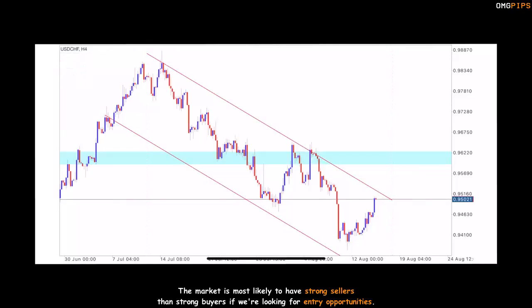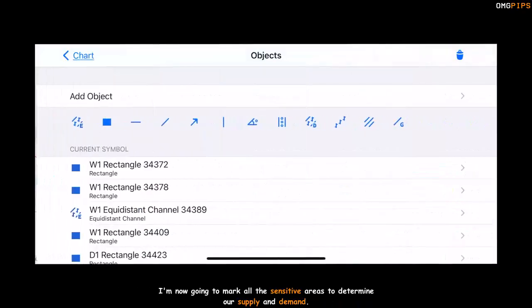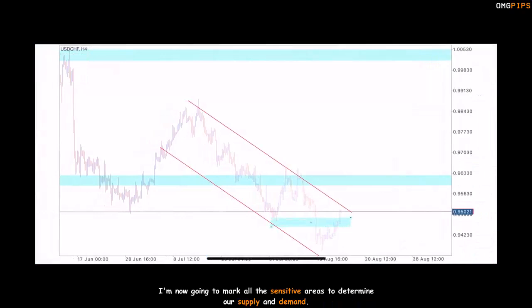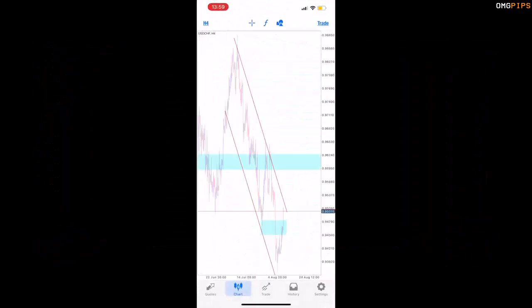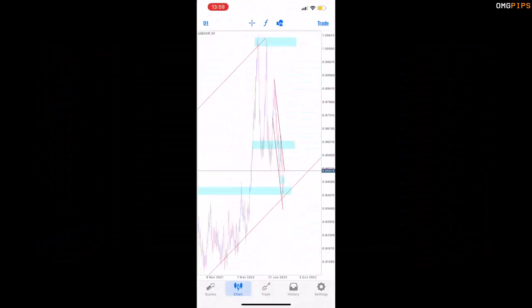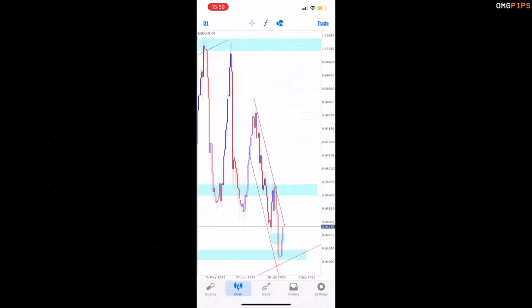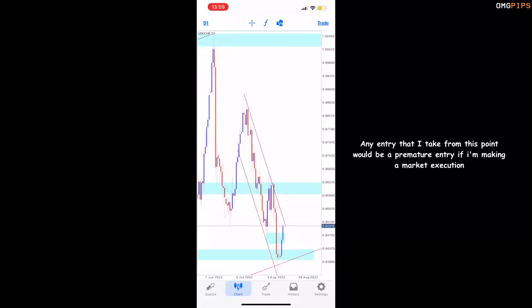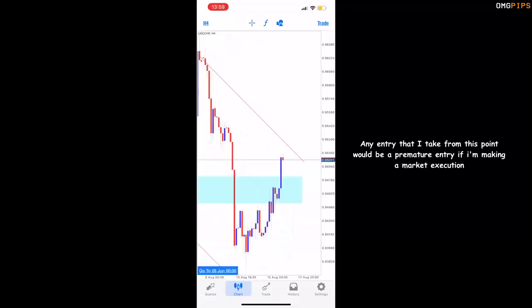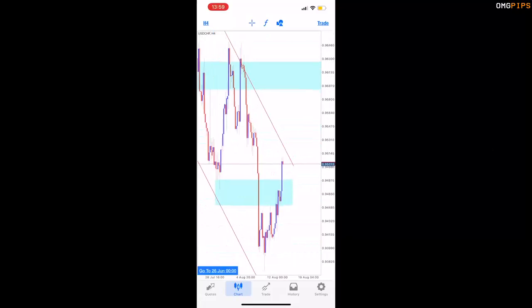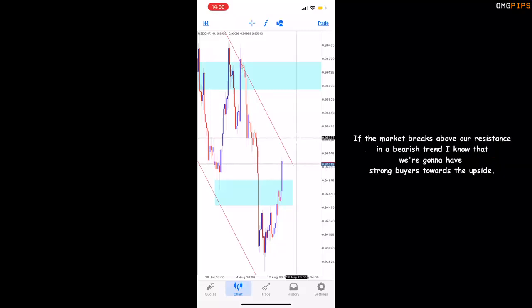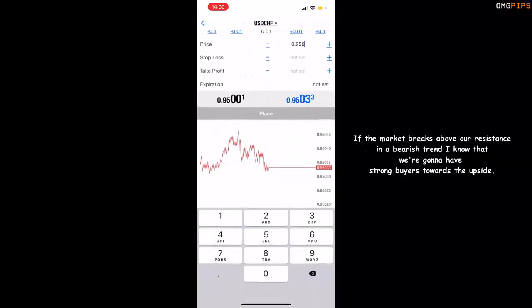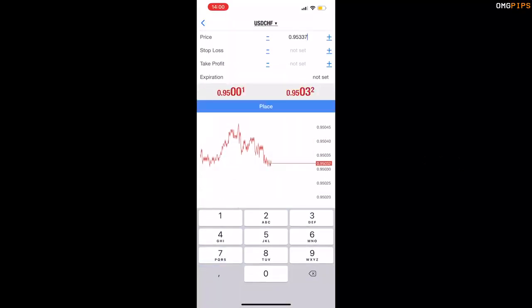If you're looking for entry opportunities, however, guys, I'm now going to mark all the sensitive areas to determine our supply and demand. Currently, guys, I can see that the market is actually above our support and also below our resistance, meaning that any entry that I take from this point would be a premature entry if I'm making a market execution. So I'm going to use a buy stop order. If the market breaks above our resistance in a bearish trend, I know that we're going to have strong buyers towards the upside.